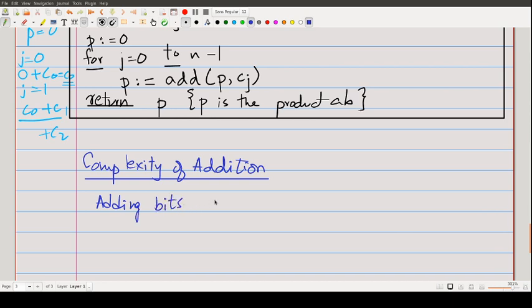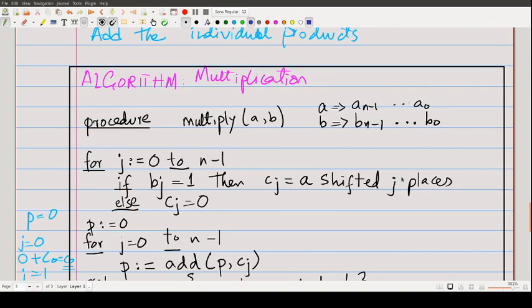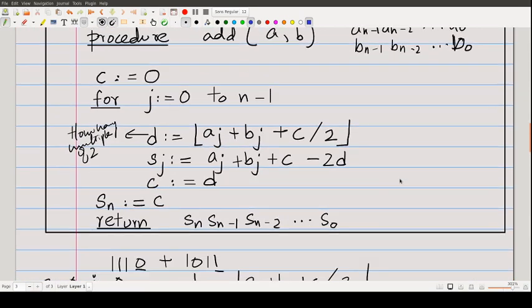Now the question is, how many additions are you doing at each step? And that's simple to see. Notice that in the addition procedure, this is one addition and another addition, but you don't need to do it again. Once you've done aj plus bj plus c, that's it. You don't need to do it in the next step. If you've done it, store it somewhere.